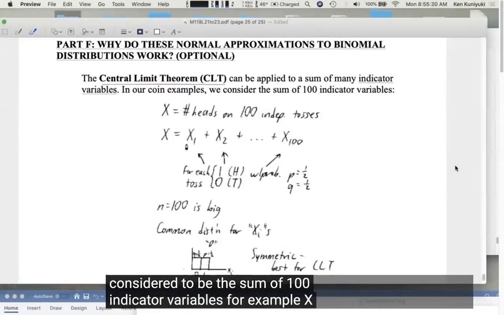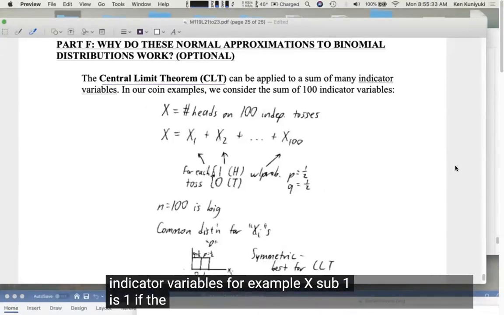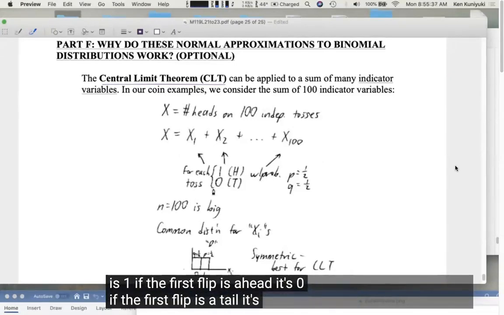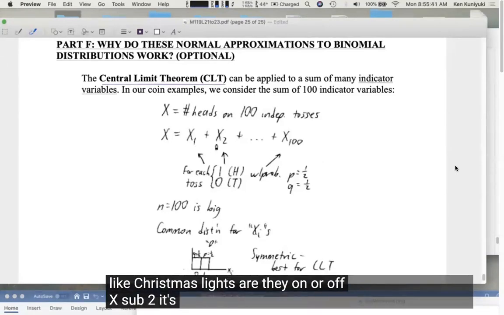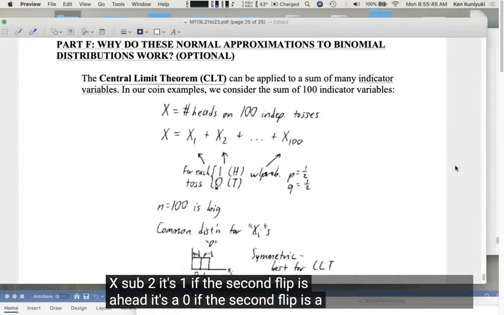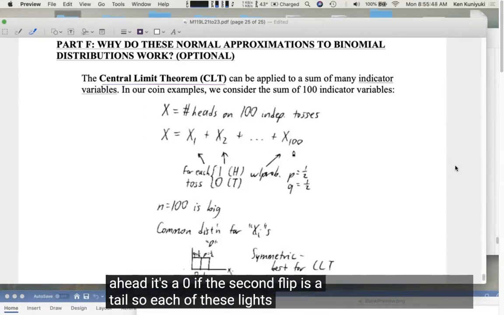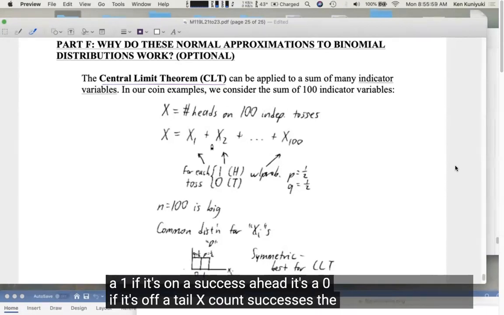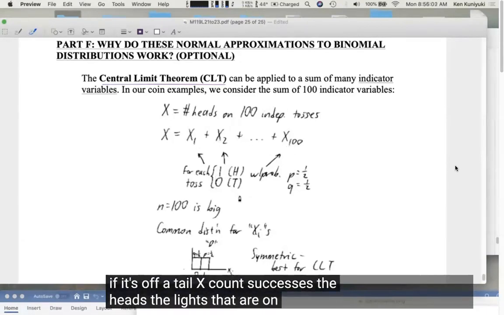For example, X sub 1 is 1 if the first flip is a head, it's 0 if the first flip is a tail. It's kind of like Christmas lights. Are they on or off? X sub 2 is 1 if the second flip is a head, it's 0 if the second flip is a tail. So each of these 100 binary indicator variables is a 1 if it's on, a success, a head. It's a 0 if it's off, a tail. X counts successes, the heads, the lights that are on.